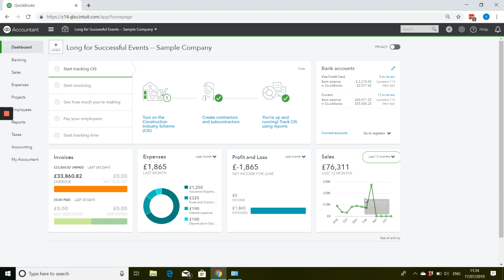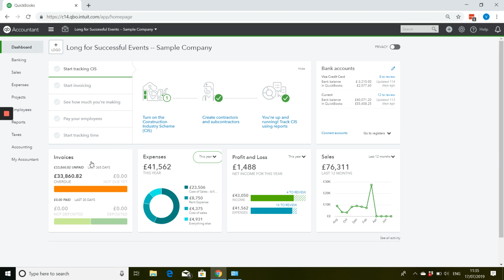It shows you a graph of the trends of sales. The profit and loss you can choose. So let's say this year, total income and total expenditure, and the total net income for this year, which we'll look at in a minute. Expenses, how much you've spent on different things for the last month, or you can change that to the quarter or this year.